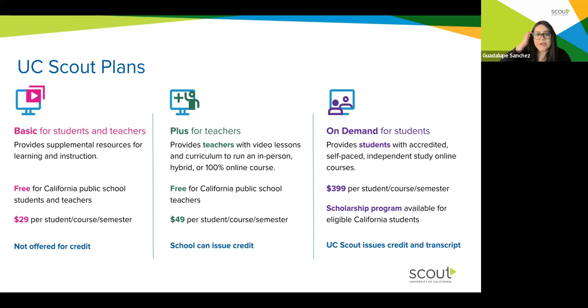Now, for any students that are interested in taking on-demand courses through UC Scout, our courses are $399 per student per course per semester. Now, we do have a scholarship program where we can reduce that cost for the student at a significant amount if students are within the mission demographic that we serve at UC Scout. That would be any students that are low income, first generation college going, English language learners, and foster youth. If students meet two of those four criteria, they could have a reduced cost of $50 instead of that $399 cost per student per course.